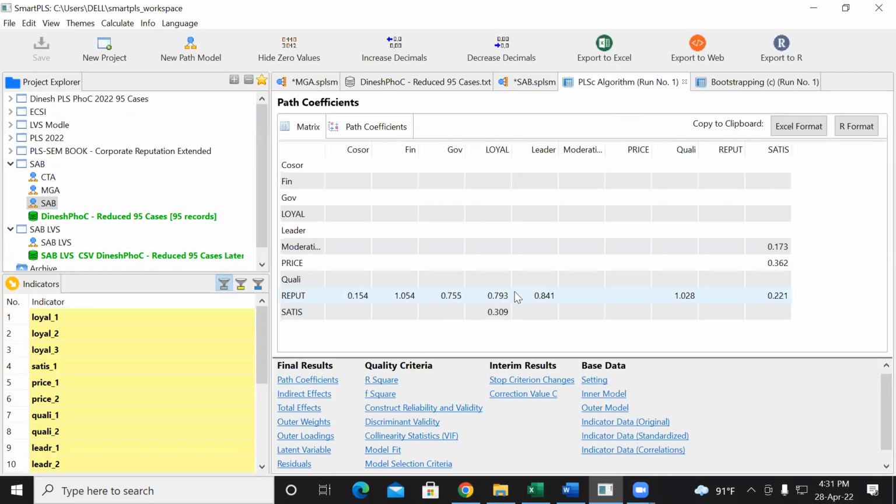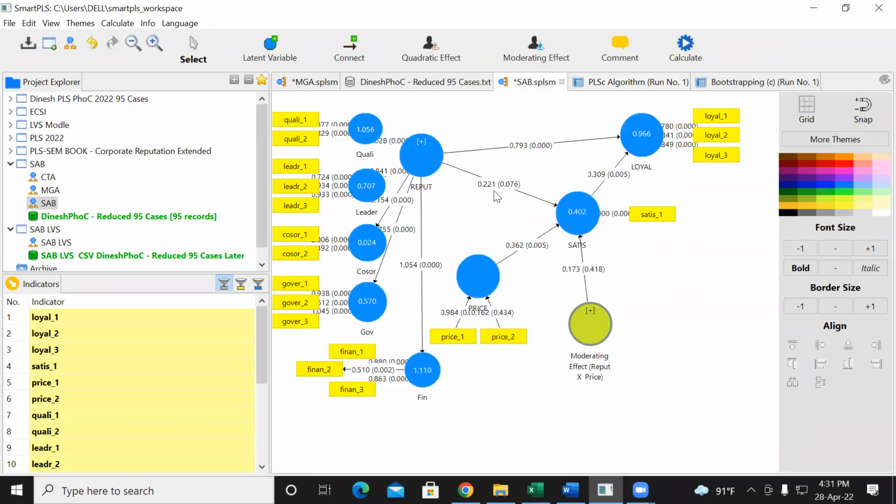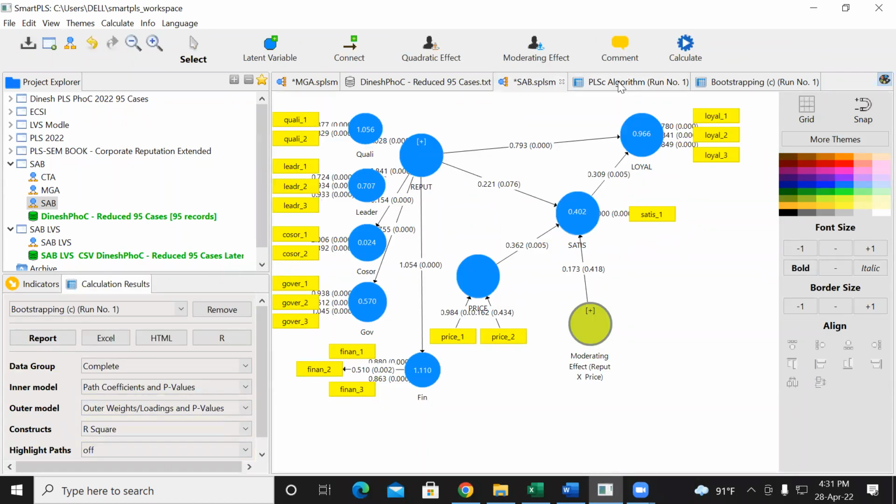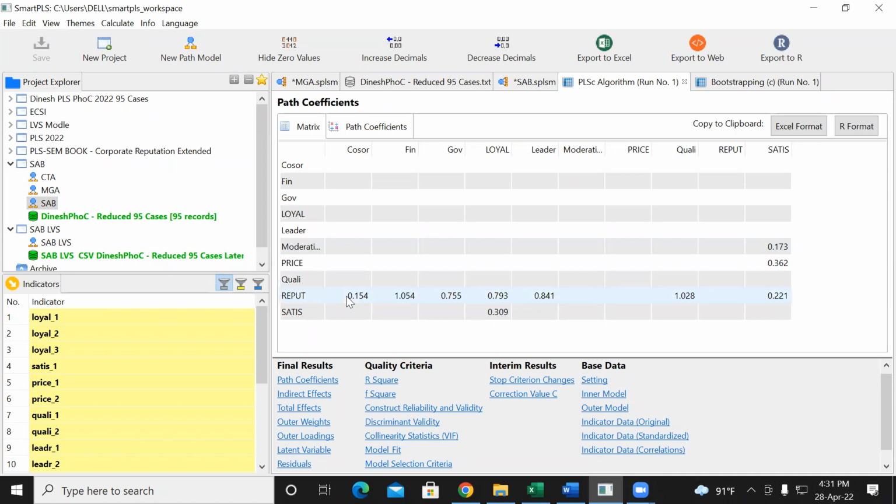You can see reputation and loyalty. This is a direct impact. Significant direct impact, 0.793. Further, you can see the reputation and satisfaction link, 0.221. That is also shown in the graph, 0.221. Those are the ones in the model. But when you go to final results here, after the path coefficients, you can see there are two things: indirect effects and total effects. First, I will go to indirect effects.